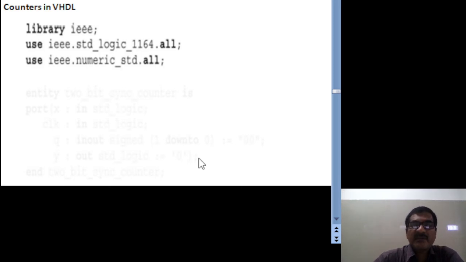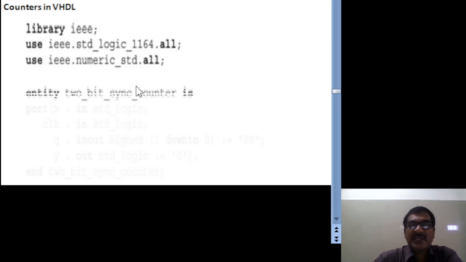While writing the program, first of all you have to write the library IEEE, then use IEEE.std_logic_1164.all, next use IEEE.numeric_std.all. Okay, like the two packages you have to open under this library. One is std_logic_1164 and another one is numeric_std.